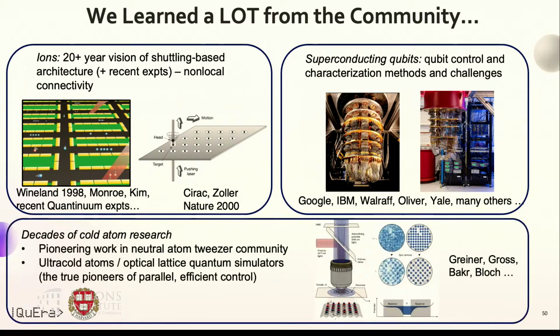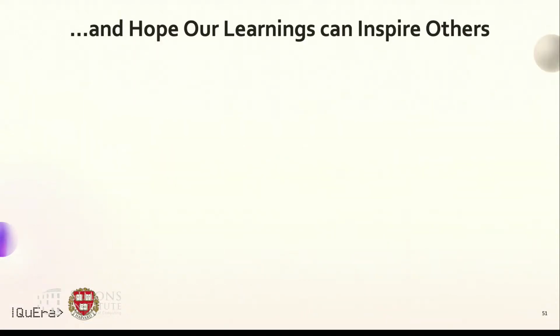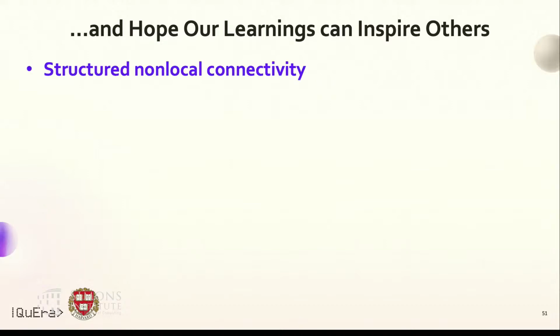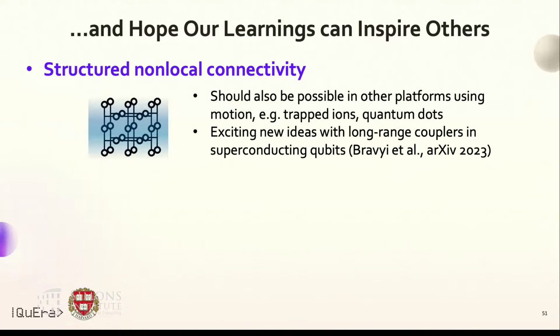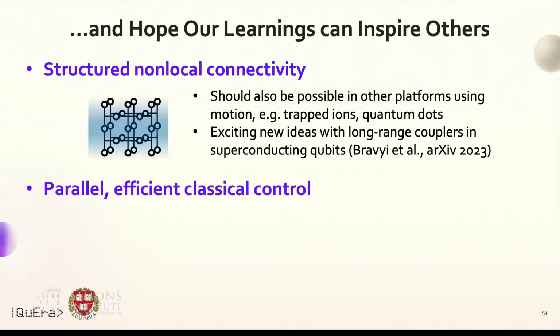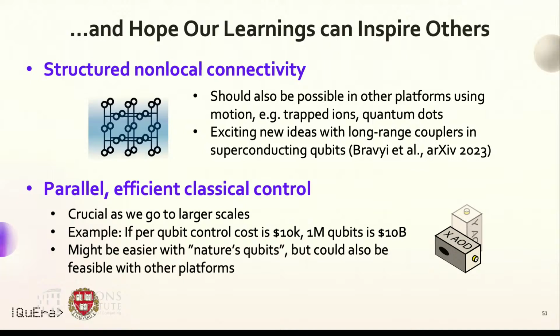So we learned a lot from the community. I think Dolev already showed this slide. But I also want to emphasize that what we've learned isn't really unique to our system. We've seen that structured non-local connectivity can be very powerful, and the same ideas also apply to trapped ions and quantum dots. People are starting to think about these as well. There are also very nice works that Ted Yoder talked about. And parallel, efficient classical control doesn't have to be unique to this platform either.